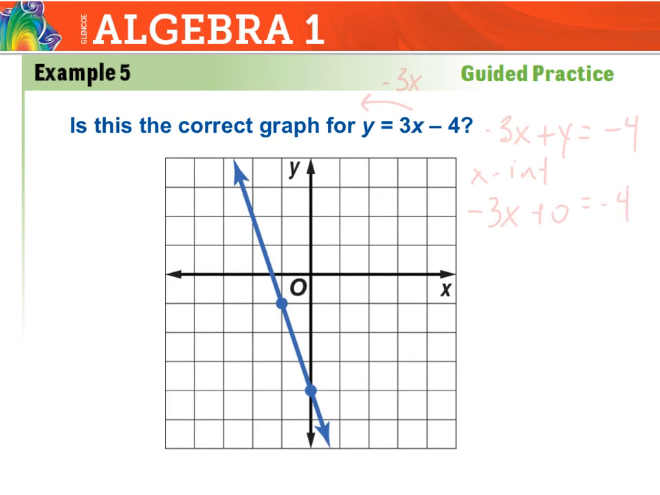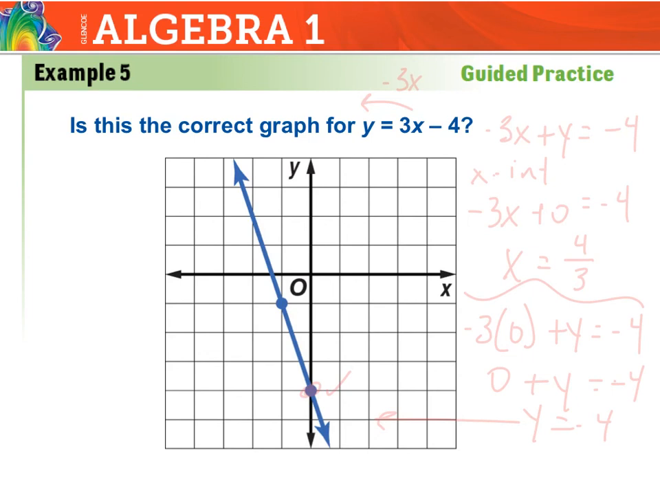So -3x equals -4. So we do a little bit of division. X equals, be careful now, 4/3. Okay, there's our x-intercept. Y-intercept, so replace x with 0 and solve. This turns into 0 plus y equals -4. There you go. So y equals -4. There's my y-intercept. Okay, so this one, yep, I'm good with that, right? That checks out. That is -4.